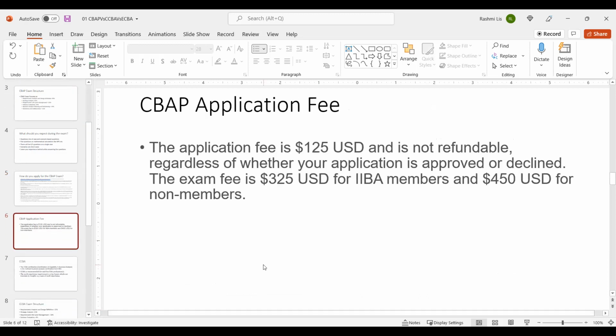The application fee is about $125. In addition to that, there is an exam fee, which is $325 if you are a member and $450 for non-members.